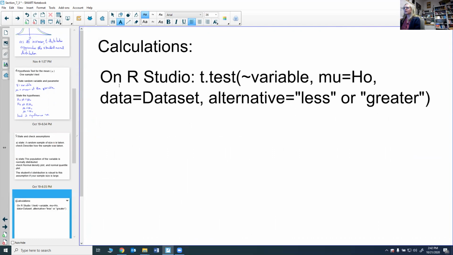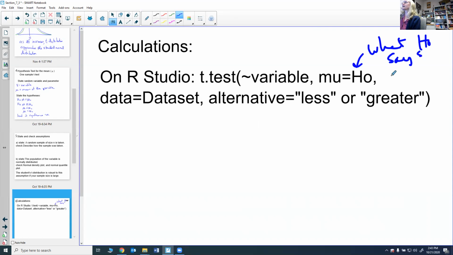Once we get to that, you then get your calculations. On RStudio, you do a t.test. This is called a t-test because it's using the student's t-distribution. So you do a t.test, then you have that tilde as we've had before. You put in the variable, whatever the variable name you're using. You then put a comma and you do mu equals whatever H0 says. Not H0 itself, but whatever H0 says mu is equal to.